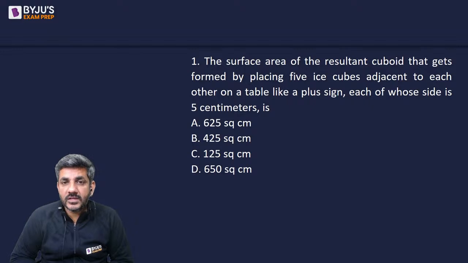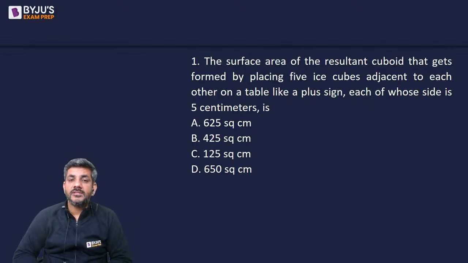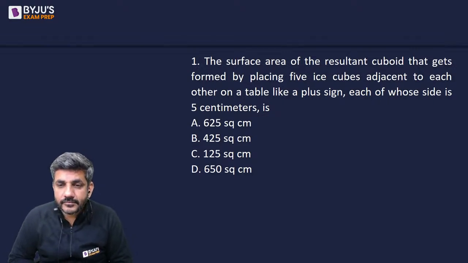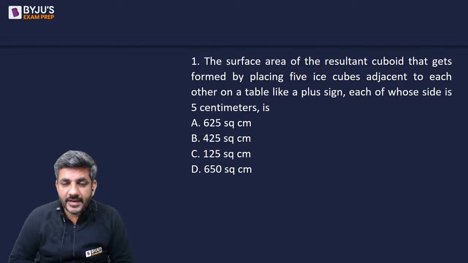The surface area of the resultant cuboid that gets formed by placing 5 ice cubes adjacent to each other on a table like a plus sign, each of whose side is 5 centimeters. Is there any answer that I can expect from all of you? Haven't seen any answer yet.